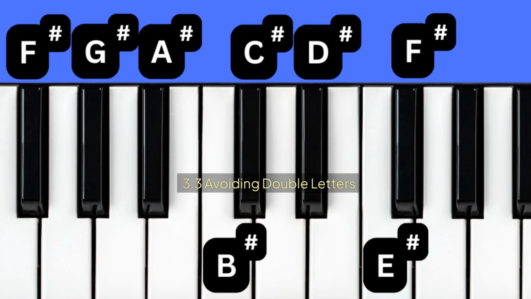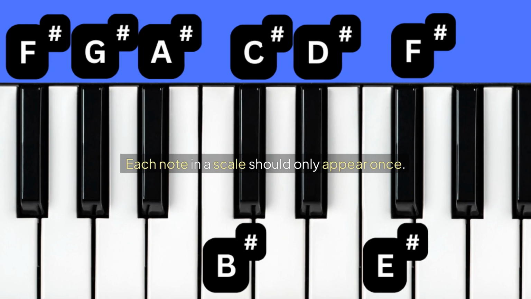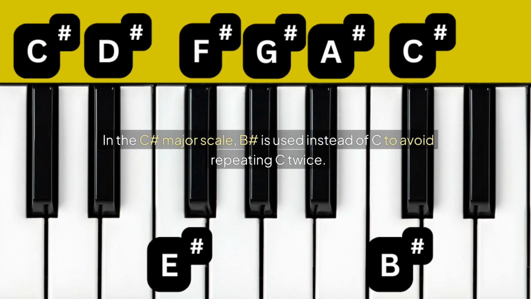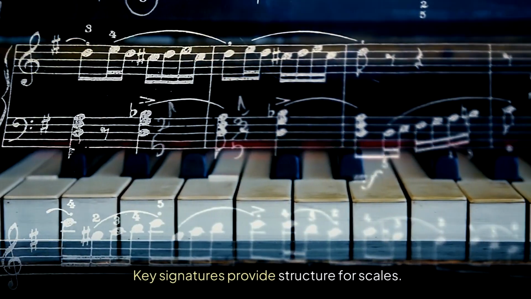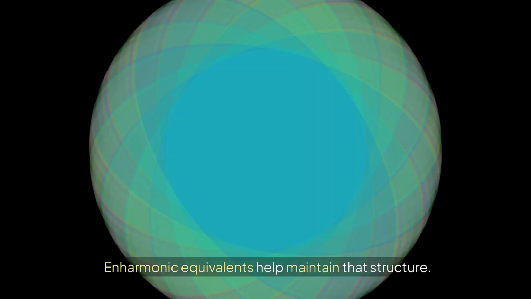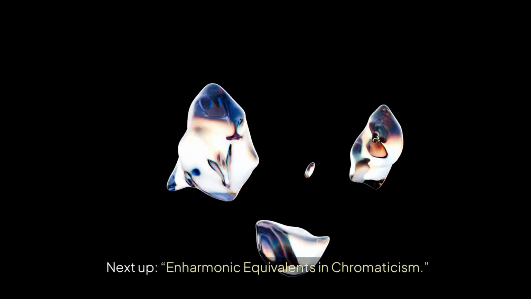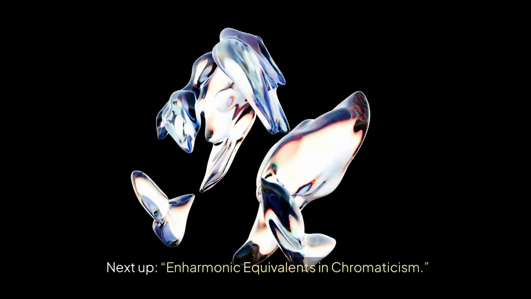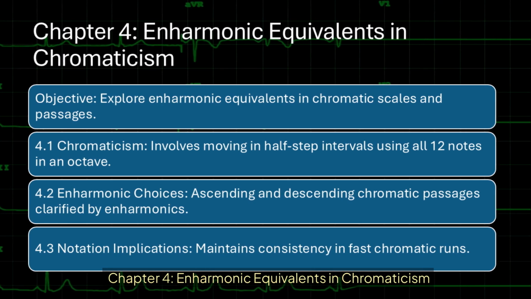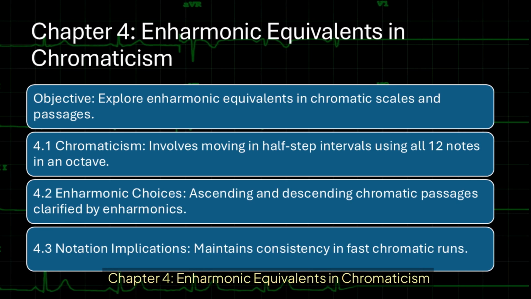3.3. Avoiding double letters. Each note in a scale should only appear once. In the C sharp major scale, B sharp is used instead of C to avoid repeating C twice. Key signatures provide structure for scales. Enharmonic equivalents help maintain that structure. Next up, enharmonic equivalence in chromaticism. Chapter 4. Enharmonic equivalence in chromaticism.